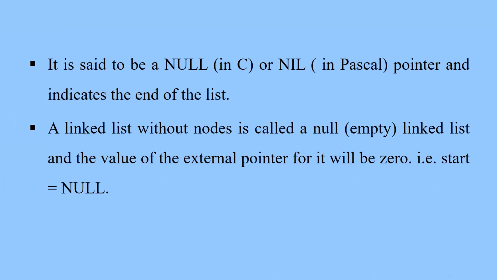A linked list without nodes is called a null or empty linked list, and the value of the external pointer for it will be 0. That is, start is initialized to null.